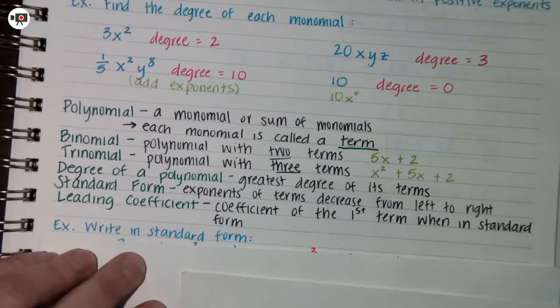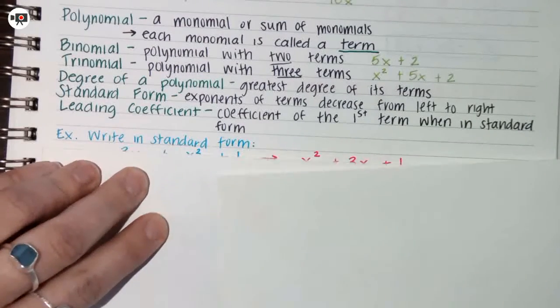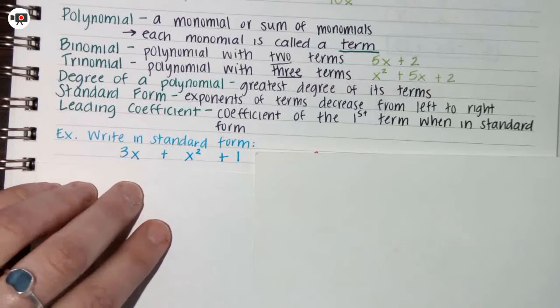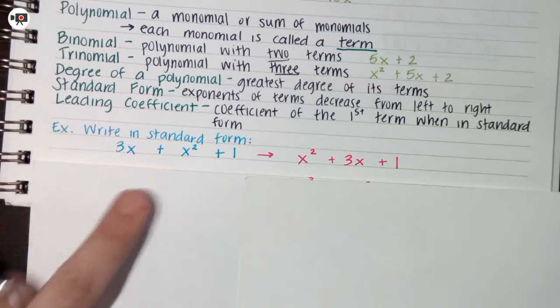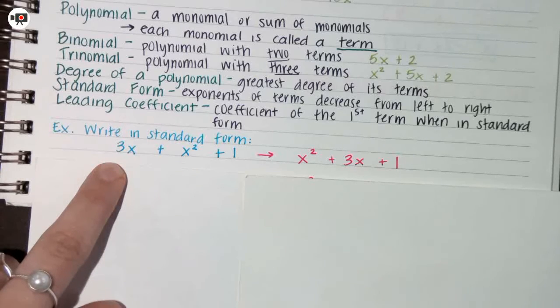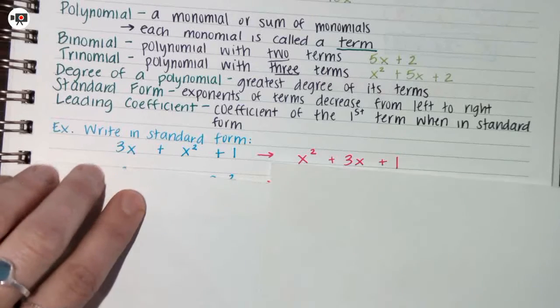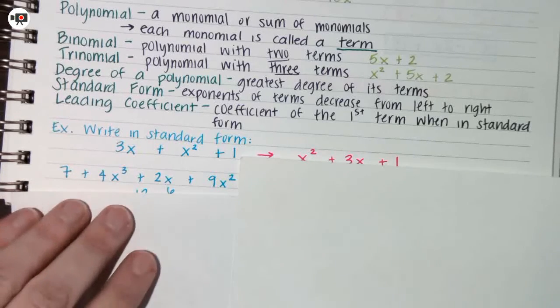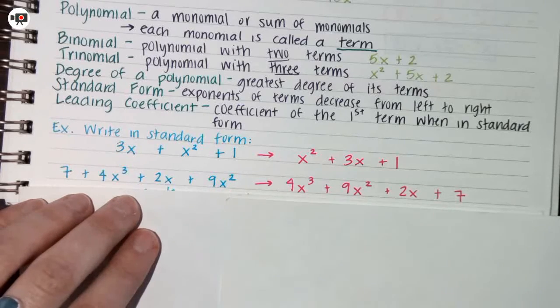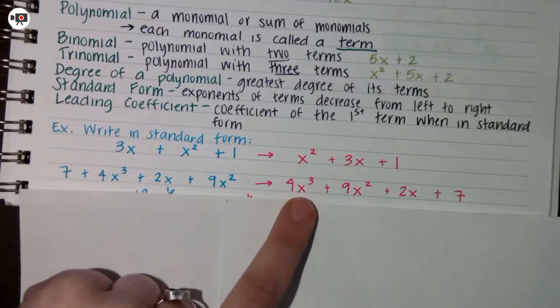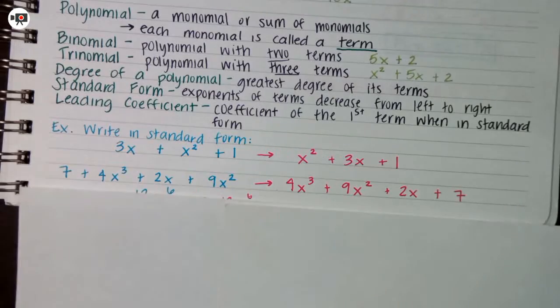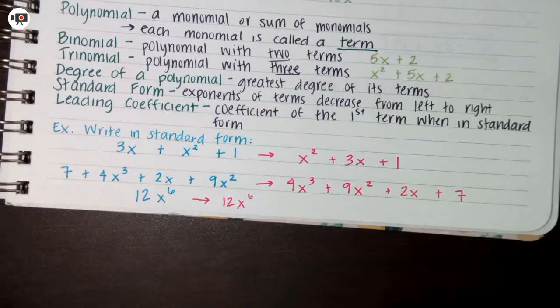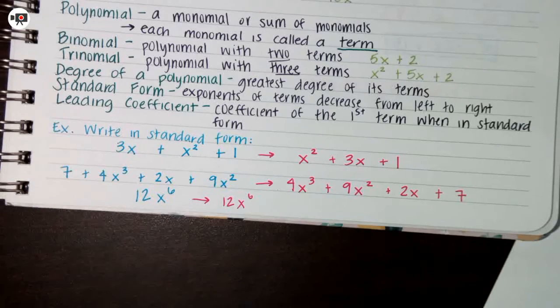So we're going to write a couple polynomials in standard form. If I have 3x plus x squared plus 1, I get the highest degree term, and that is first, and then put them in descending order. So I get x squared plus 3x plus 1. Here's another example. I'm looking for my highest degree term, that's 4x to the 3rd. Then I have 9x squared plus 2x plus 7. If I have a monomial, that is 12x to the 6th, monomials are always in standard form.